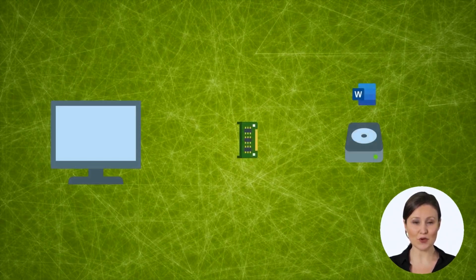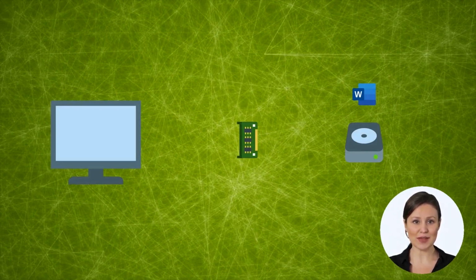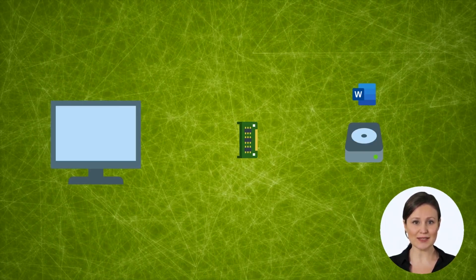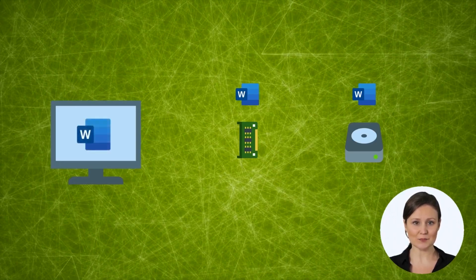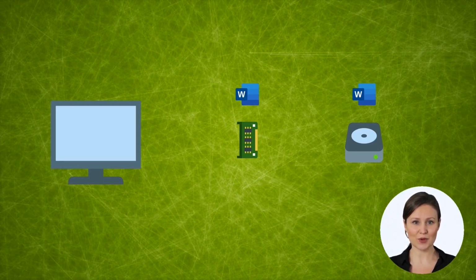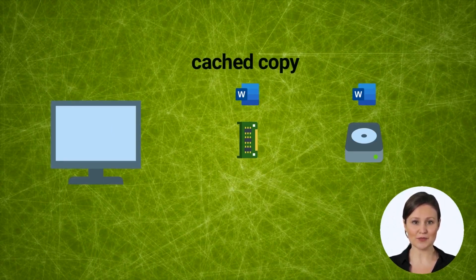Let's assume you have a Word document stored on your hard disk. When you want to view the contents of that file, you will open it. As you double-click the file to open it, your computer first places a copy of the file in RAM, and then makes it visible to you. When you close the file, a copy of the file is still present in the RAM. This is referred to as the cached copy of the file.